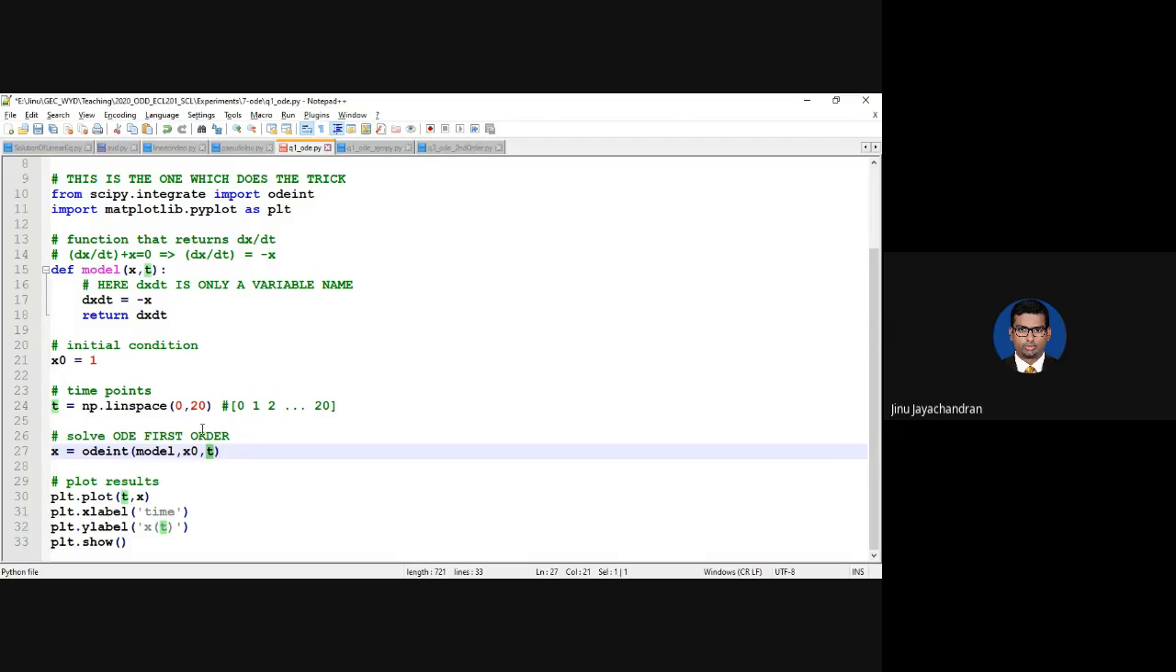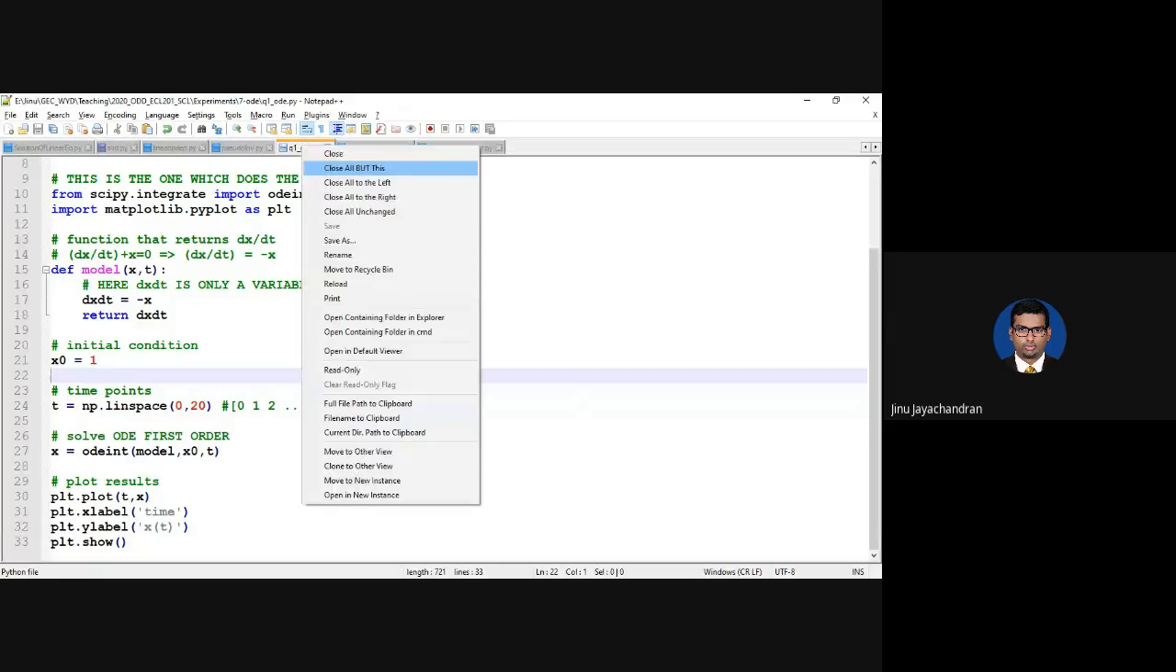So the solution is almost like e raised to minus t square by 2, in which I substitute the values of t from this, which is done inside this odeint function. And then I plot this. Okay, so this is a simple ordinary differential equation. Let me just run this and show it to you.